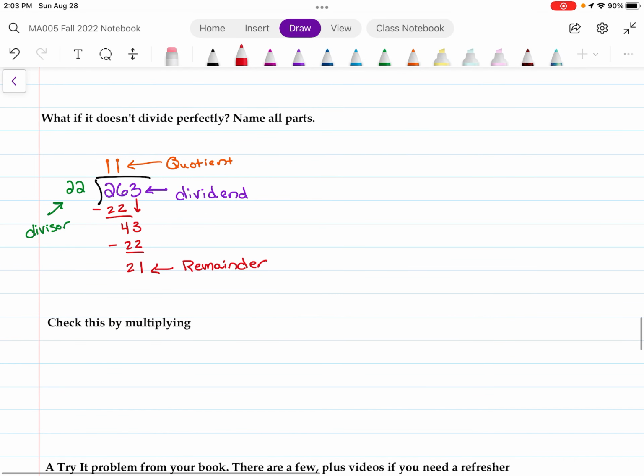So how would we check this by multiplying? I'm not going to worry about my colors because it's just too much. So we check this by multiplying by going like this. 11 times 22, the quotient times the divisor, just like we were checking up above, and I get 242. What about the remainder though? So we're going to take the remainder and we're going to add it back in, and we get 263. Was that our dividend? Yes, it was. So this checks.